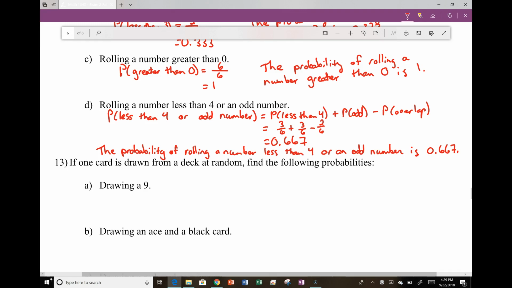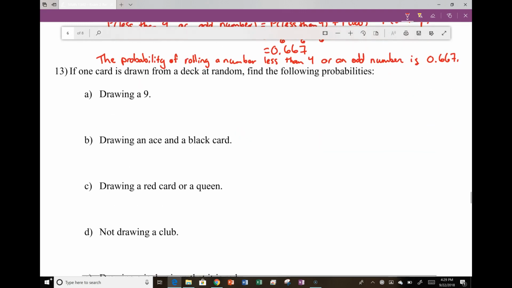That's looking at rolling a die. Now we want to look at drawing a card from a deck of cards. You may want to have that sheet with the deck of cards in front of you. We want the probability of drawing a 9. There are 52 cards in a deck, and there are 4 9s: the 9 of hearts, the 9 of diamonds, the 9 of clubs, and the 9 of spades. So 4 divided by 52 is 0.077. The probability of drawing a 9 is 0.077.